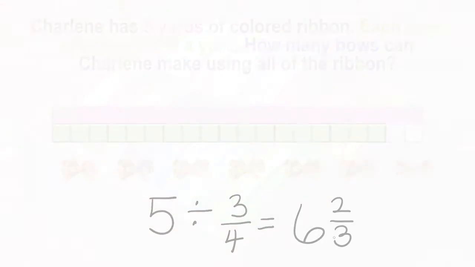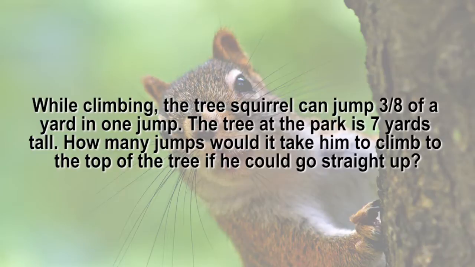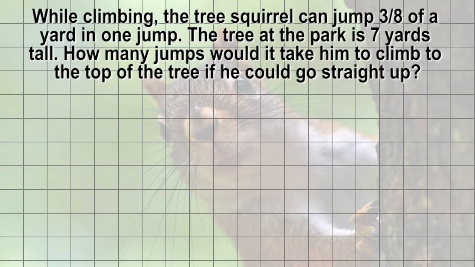Let's look at another fraction division word problem. While climbing, the tree squirrel can jump 3/8 of a yard in one jump. The tree at the park is 7 yards tall. How many jumps would it take him to climb to the top of the tree if he could go straight up? This time the problem will be modeled using graph paper.